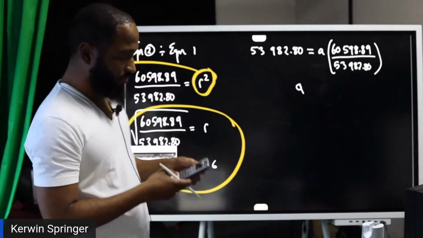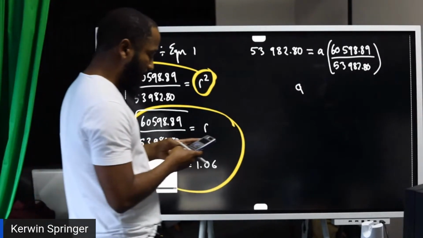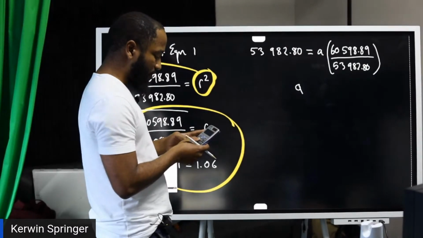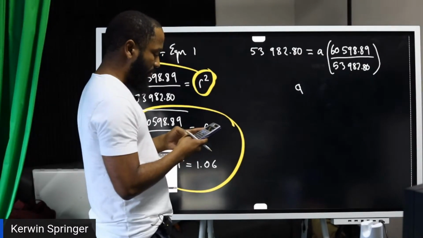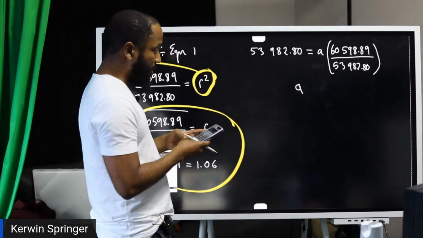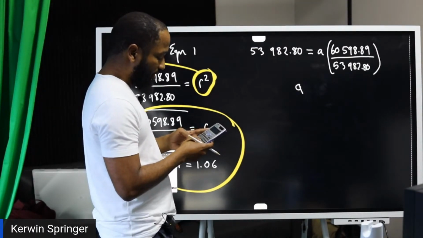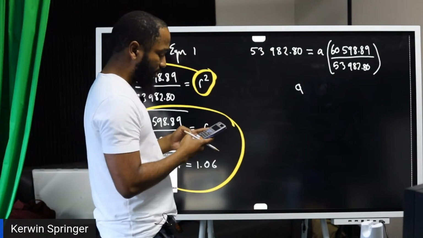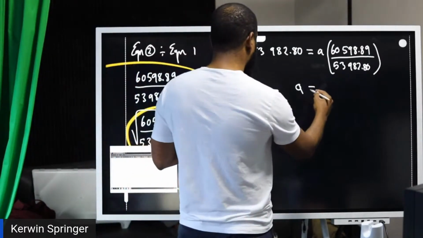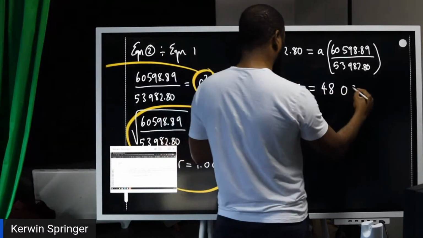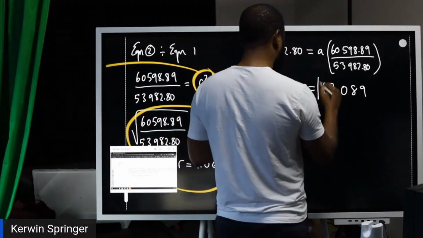Calculator. So 53,982.80 squared divided by 60598.89. First salary: $48,089 to the nearest dollar.